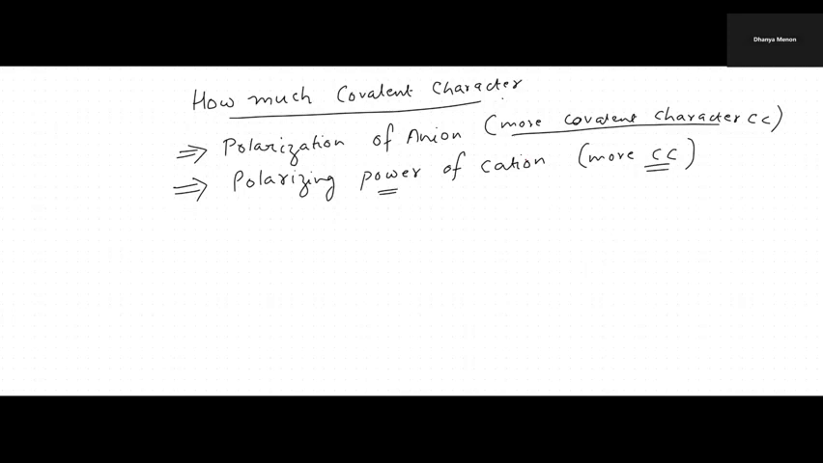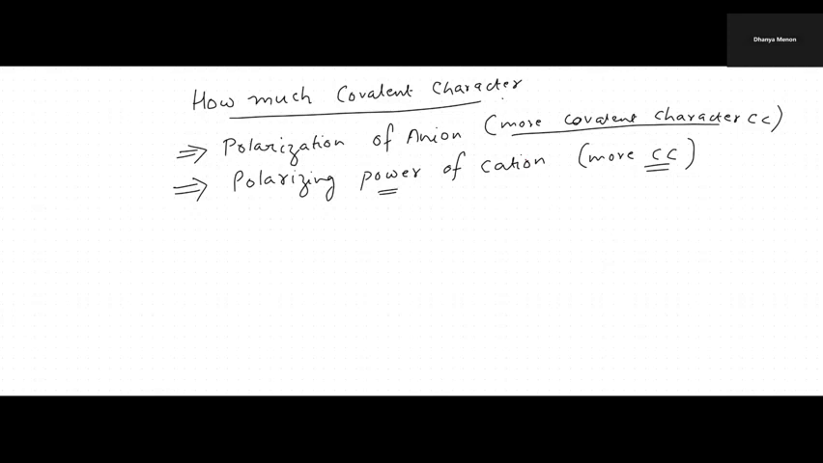Okay, so how does covalent character come into play in ionic bonds? So students, this is the Fajans rule. How much of the covalent character is there in the ionic bond is determined by the polarization of the anion. If it is more, covalent character is more. Polarizing power of cation, if it is more, covalent character is more.